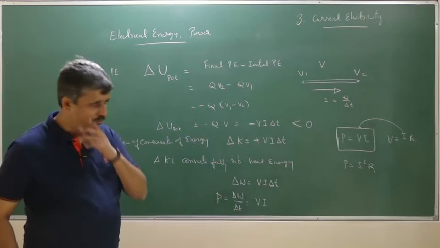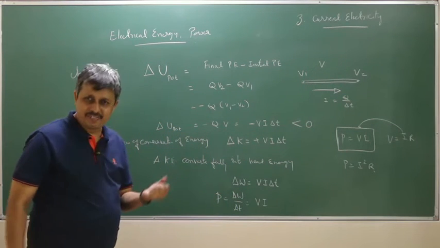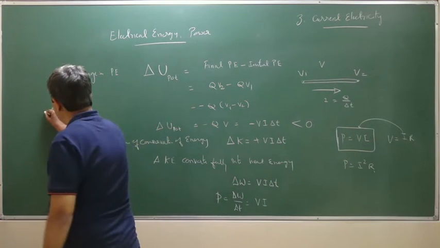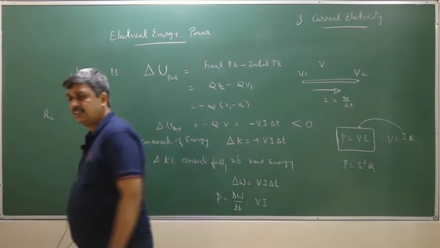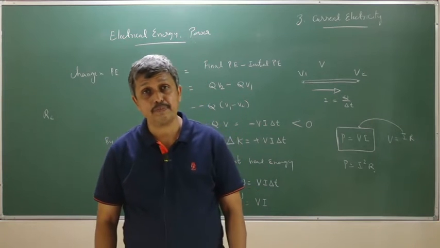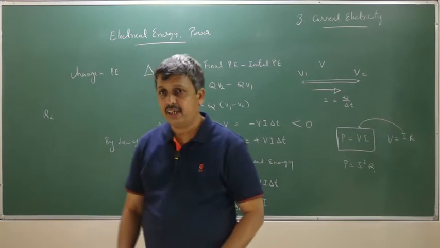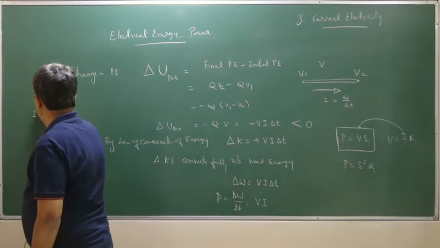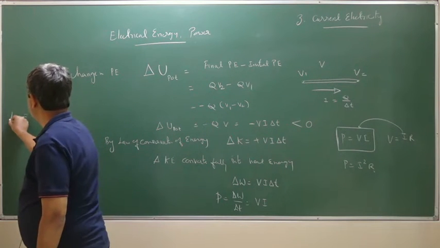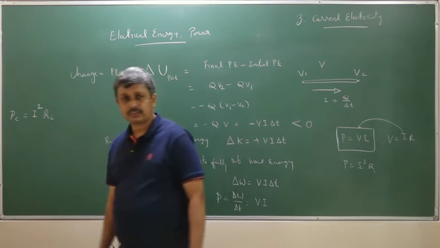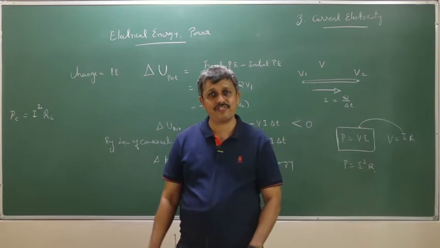To avoid that, you have to minimize it. We want to minimize this. Let us say RC is the resistance of the conductor that is coming from the power station to here, and it is carrying a current of I. Then I square RC is the power wasted by the conductor. I want to minimize this.